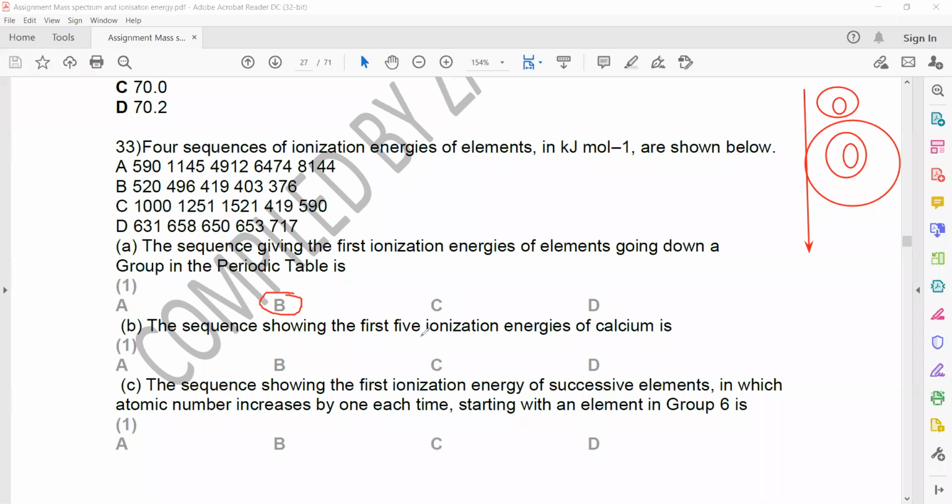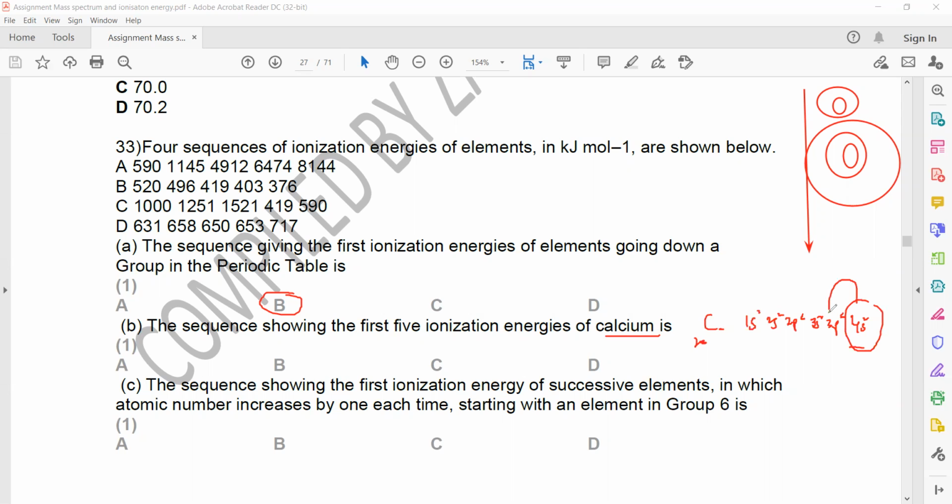The sequence which shows the first 5 ionization energies of calcium. So first 5 ionization energies of calcium, calcium is 20. So the configuration is 1s2, 2s2, 2p6, 3s2, 3p6, 4s2. 1s2, 2s2, 2p6, 3s2, 3p6 and that makes 20. So we remove electrons from 4s.